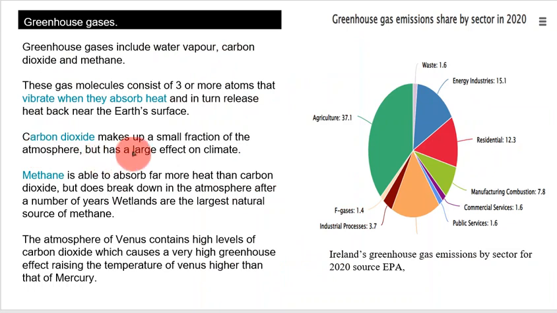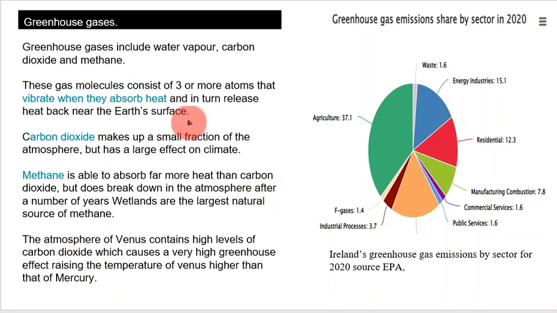Carbon dioxide makes up a small fraction of the atmosphere, but has a large effect on climate. Methane is able to absorb far more heat than carbon dioxide, but it does break down in the atmosphere after a number of years. Wetlands are a large natural source of methane. The atmosphere of Venus contains high levels of carbon dioxide, which causes a very high greenhouse effect, raising the temperature of Venus higher than that of Mercury. And Mercury, if you remember, is one of the planets very close to the sun. But because Venus has an atmosphere of carbon dioxide, temperatures are very hot on Venus as well.